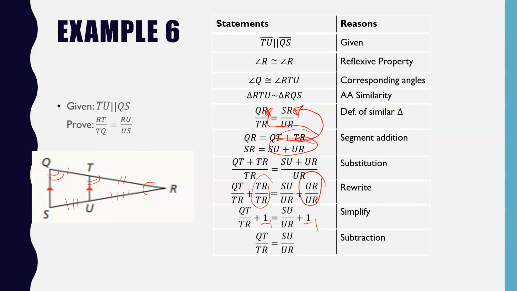Oops. Which is the same because, did I skip a step? Yeah, it's the same because I still have the same pieces. So I have QT matching up to SU. They're just labeled different. And TR matching up to UR.